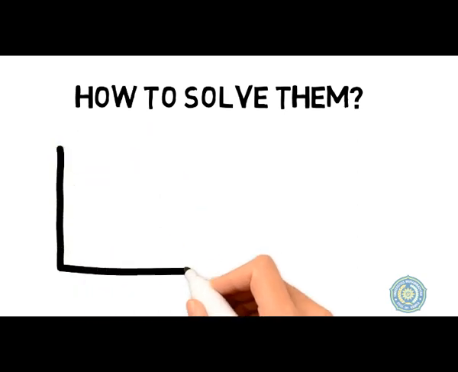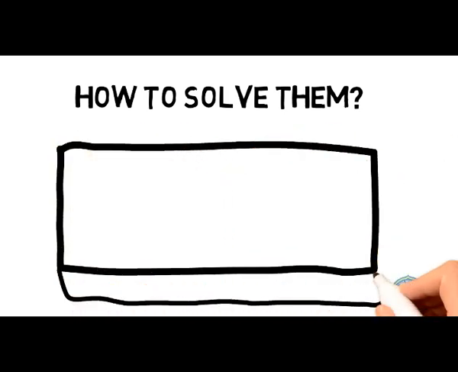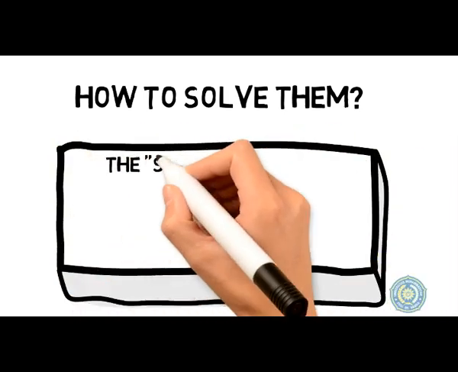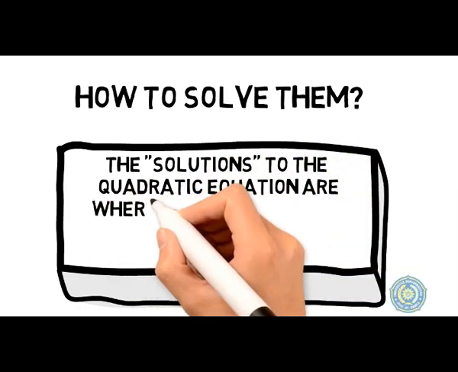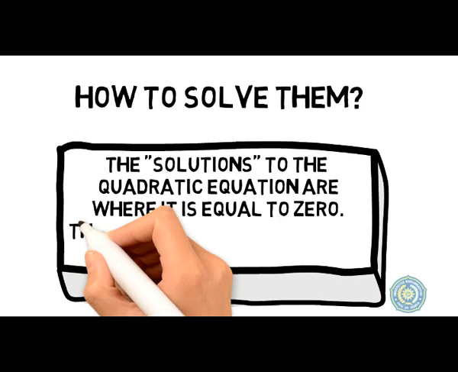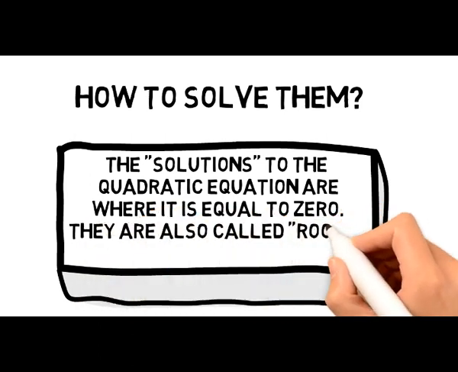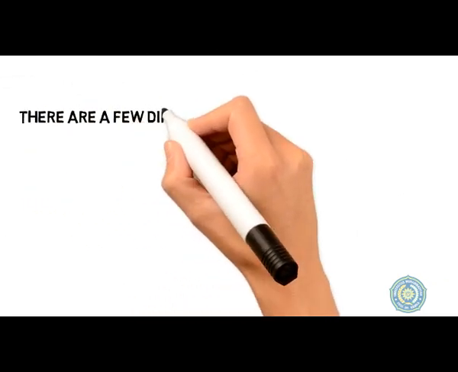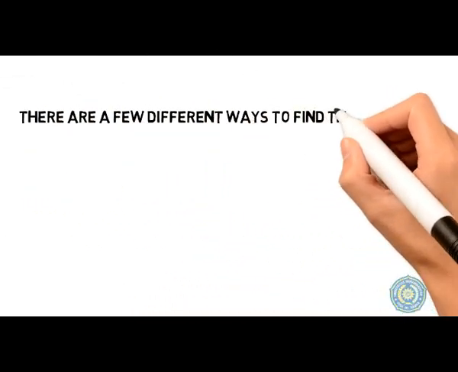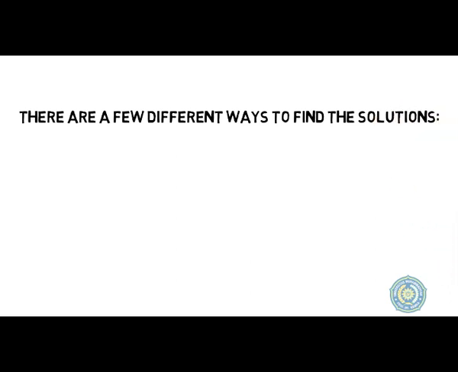How to solve them? The solutions to the quadratic equation are where it is equal to 0. They are also called roots or sometimes zeros. There are a few different ways to find the solutions.